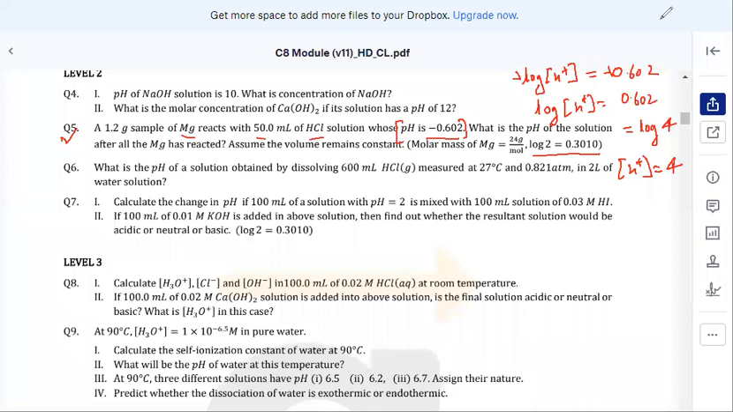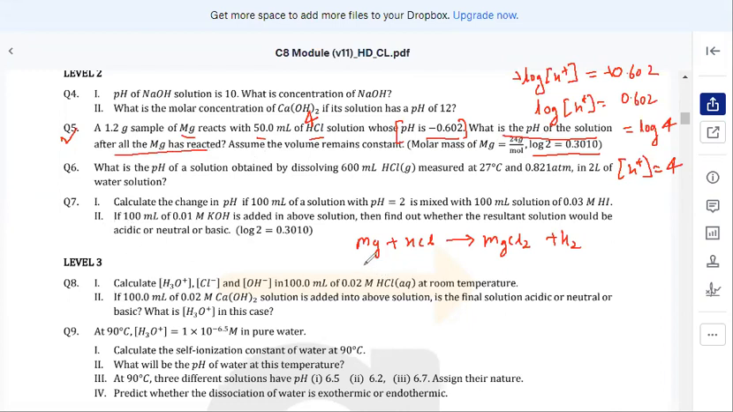Concentration of H plus is given as 4. So the concentration of HCl is 4. Right? Anyone have any issue? Tell me, anyone have any issue? This is the concept. Apart from that, it is a question of mole concept. Now just think about this. Mg plus HCl gives MgCl2 plus H2. Now, what is the pH of the solution after all Mg has reacted?